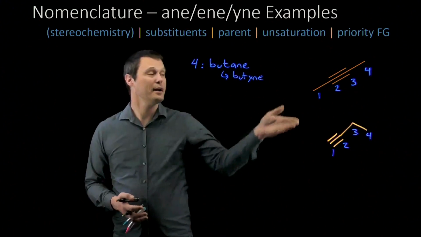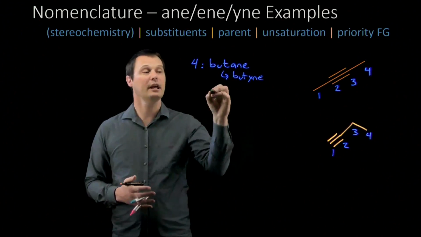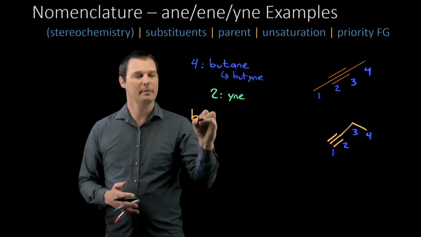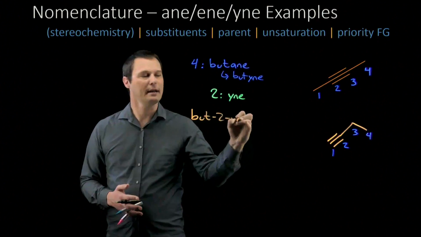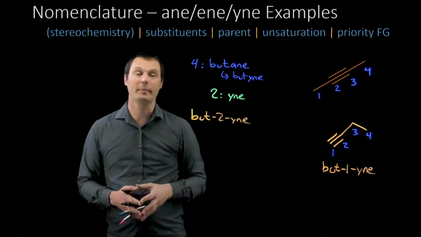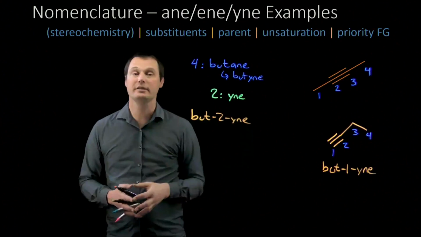That means it does matter where the alkyne goes, and so we do need to indicate its position. At the 2 position, we have the alkyne. Putting these together, writing out the name of the molecule, this would be but-2-yne. And the other version would be but-1-yne. There is no E or Z geometry about an alkyne, so the name of this molecule really is but-2-yne.